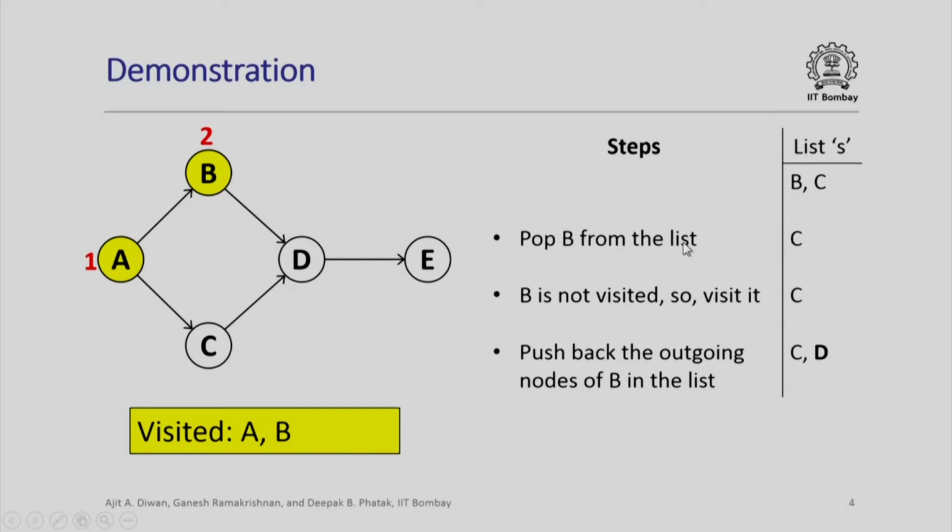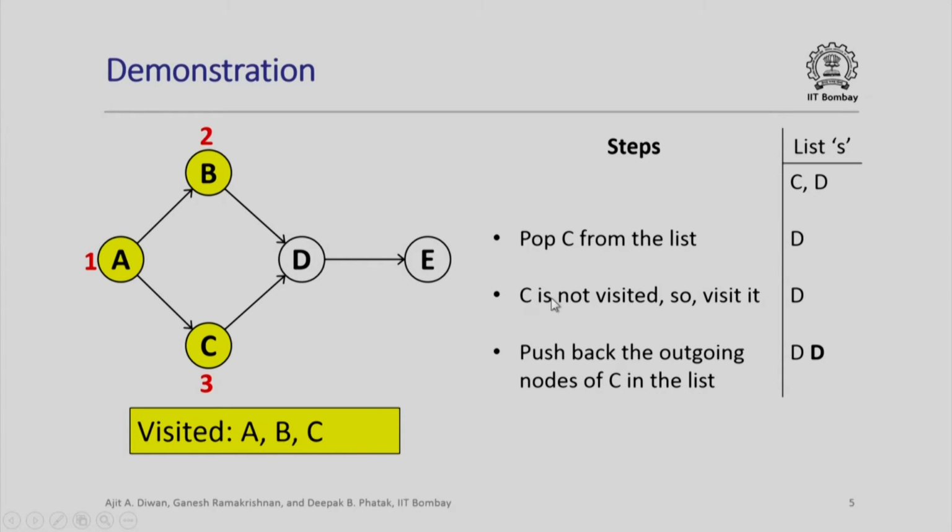We pop from the list, but note the fundamental difference. This time the pop will happen from the front of the queue because we are treating the list as a queue. So, B will get popped out and only C will remain on the list. Now, since B is not visited, we will visit it. When we visit B, we will find there is one outgoing edge, D, and this D will now be inserted in the list, and because it is a queue, it will be inserted at the back. So, now the list will contain C and D, and we have visited A and B so far.